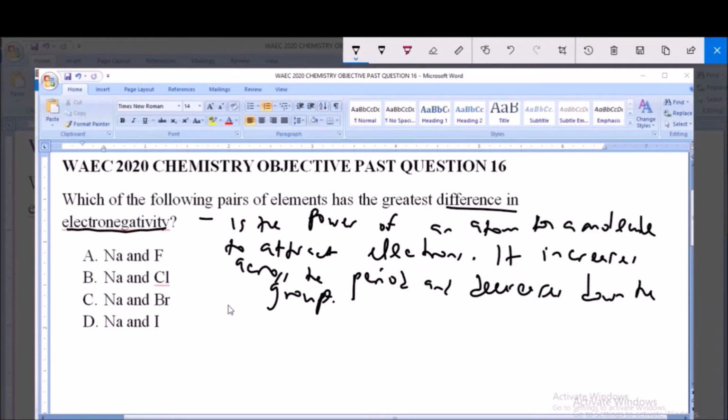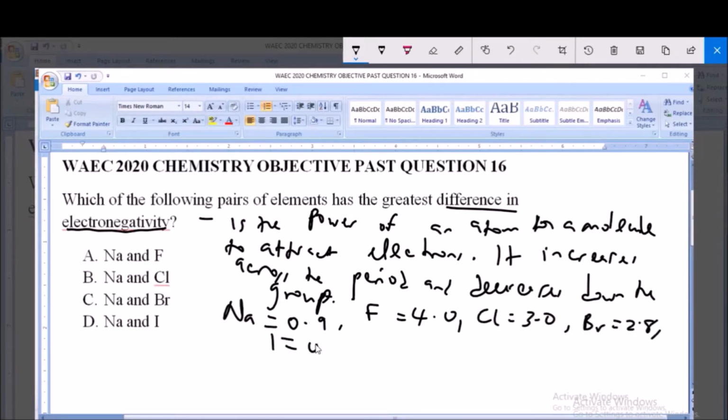Sodium has an estimated electronegativity value of 0.9, fluorine about 4.0, chlorine 3.0, bromine 2.8, and iodine 2.5. So all we need to do is subtract sodium's value from the other elements in each of the options in order to find the difference in electronegativity, and we'll see the one which has the greatest difference.